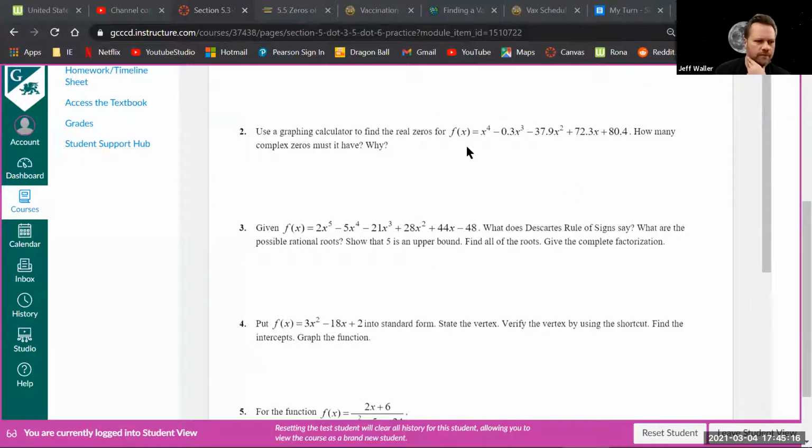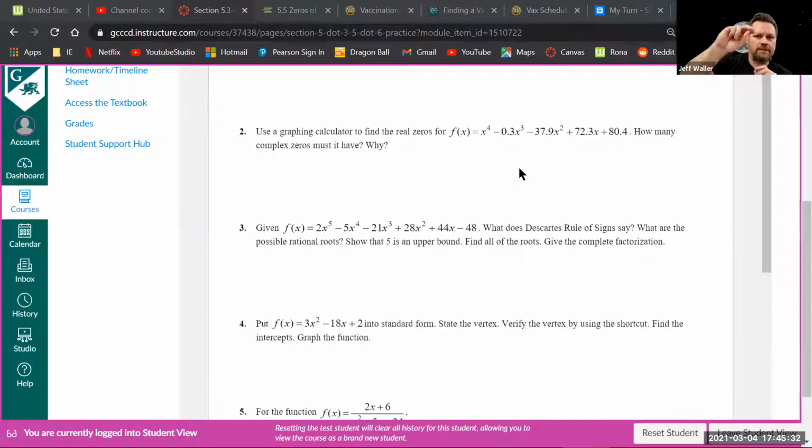So how many zeros were there supposed to be? 4. Okay, so they all happen to be real here. So how many complex zeros can it have? I should have said can. It can't have any complex zeros because all 4 of them are real.